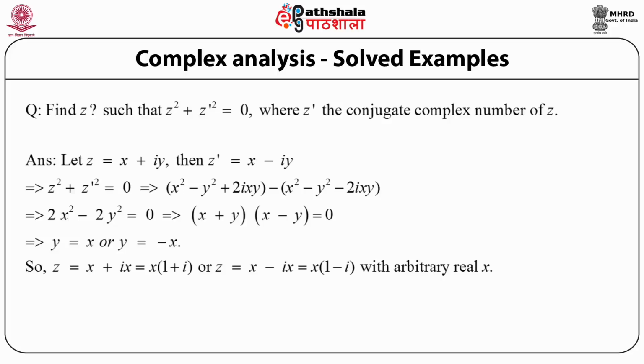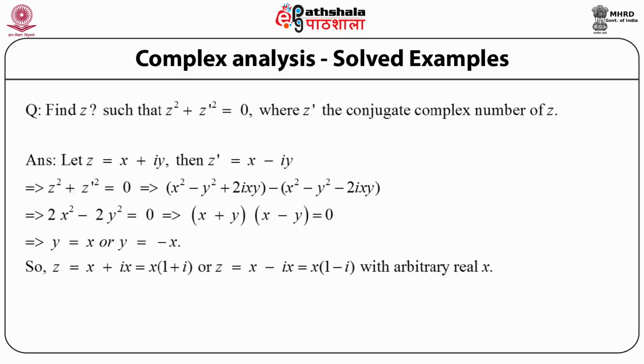That means if you do the mathematical expansion, you will find it is going to be x squared minus y squared plus 2ixy, which represents z squared, and the conjugate squared is going to be x squared minus y squared minus 2ixy. Now this allows us to make it 2x squared minus 2y squared is equal to 0, or in other words, x plus y into x minus y is equal to 0. So the solution can be x is equal to y, that is one form of solution, or x is equal to minus y, or y is equal to minus x.